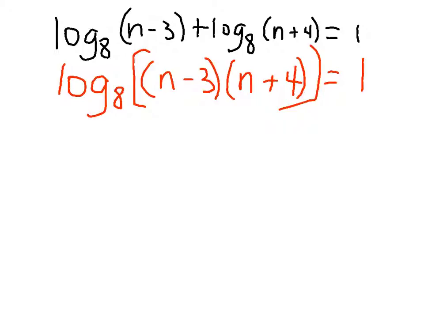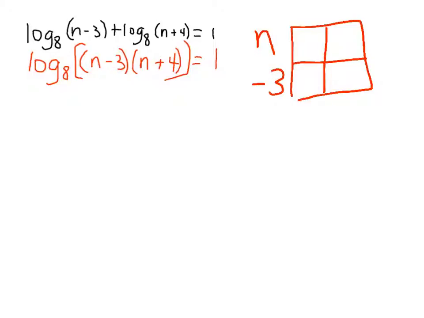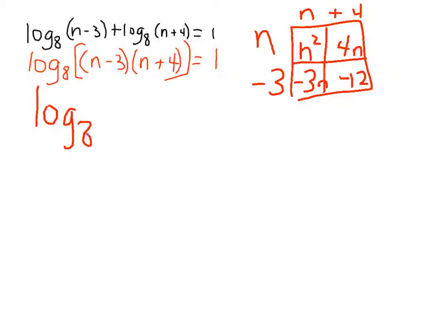To simplify this, if I make it smaller here, have some space, if I want to simplify, I'm thinking about multiplying n minus 3 times n plus 4. That's going to give me n squared, 4n, negative 3n, and negative 12. So what I really have is log base 8 of n squared plus n minus 12 equals 1.